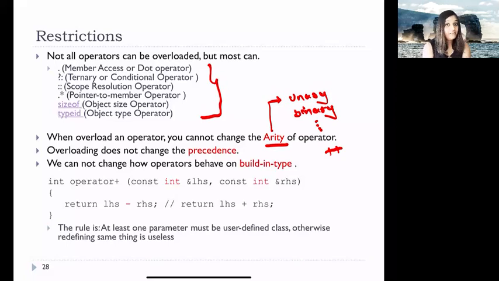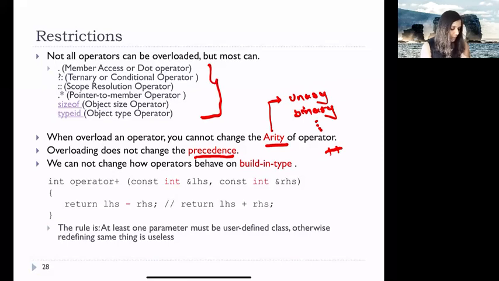Overloading also does not change the precedence, apart from arity. What is precedence? The compiler has an order of performing different operations in different priority. For example, it gives more importance to performing multiplication before addition. So the compiler has it set, and even when you overload the operator, that precedence cannot be changed. If it prioritizes division over addition, even when you overload the addition and division operators, it will still prioritize the overloaded division over addition.